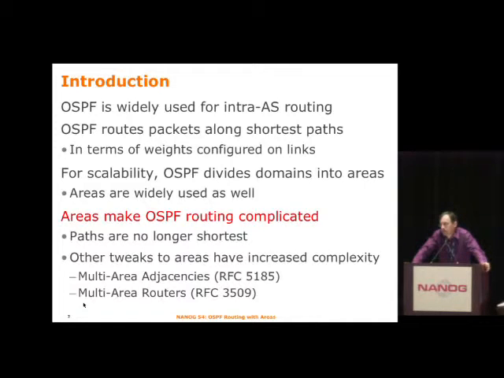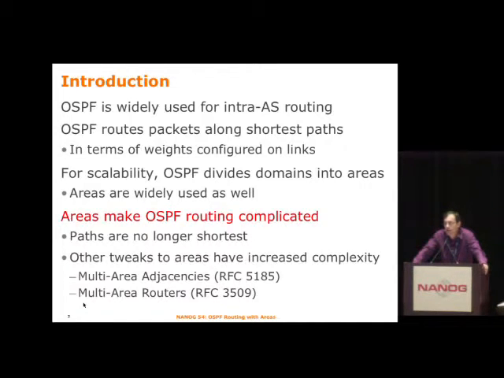OSPF is widely used for routing within an autonomous system. It routes packets along shortest paths in terms of weights that are configured on the links. For scalability issues, OSPF at least allows the division of a domain into areas that affect the routing. This is to, in some sense, reduce the amount that an individual router has to know about the entire network. Areas are, at least in my experience, used widely where people are using OSPF.